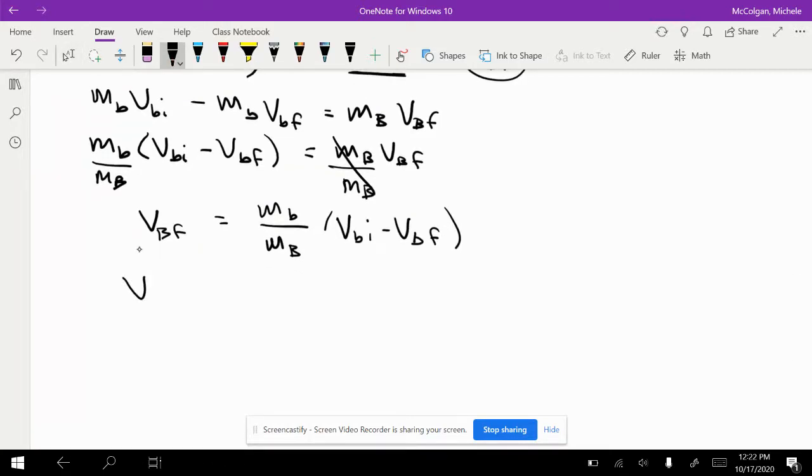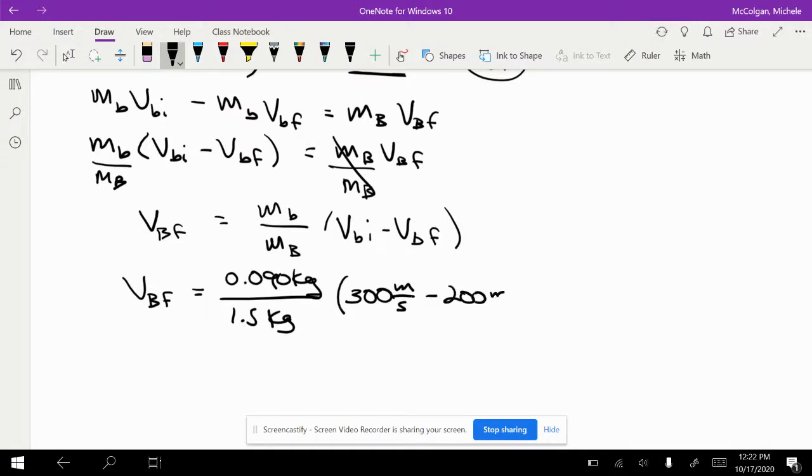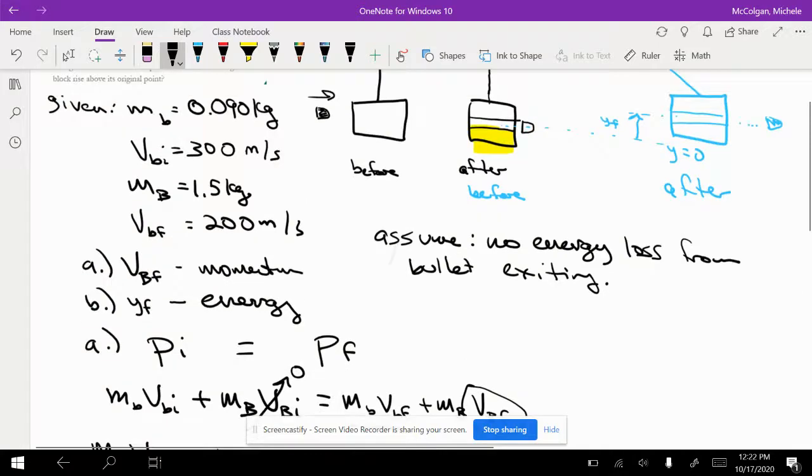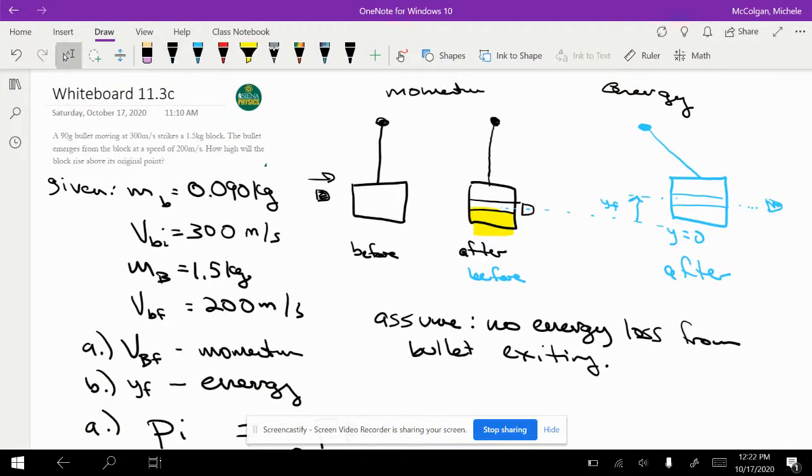Okay, so plugging in, V of the block final is equal to 0.090 kilograms over 1.5 kilograms times 300 meters per second minus 200 meters per second. And when I solve this, I get V of the block final is equal to 6 meters per second. Okay, great. So now, when I'm talking about energy, the bullet went through. I don't care about the bullet anymore. I'm just thinking about the block going from here to here.